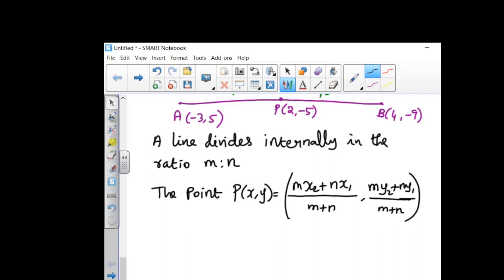Now we are going to find the m and n values. Just you can apply. Here m and n we don't know. So first, P of x, y is 2, minus 5, that is equal to, m we don't know, so you can take it as m, no problem. Then this is our x1, y1 and this is our x2, y2.